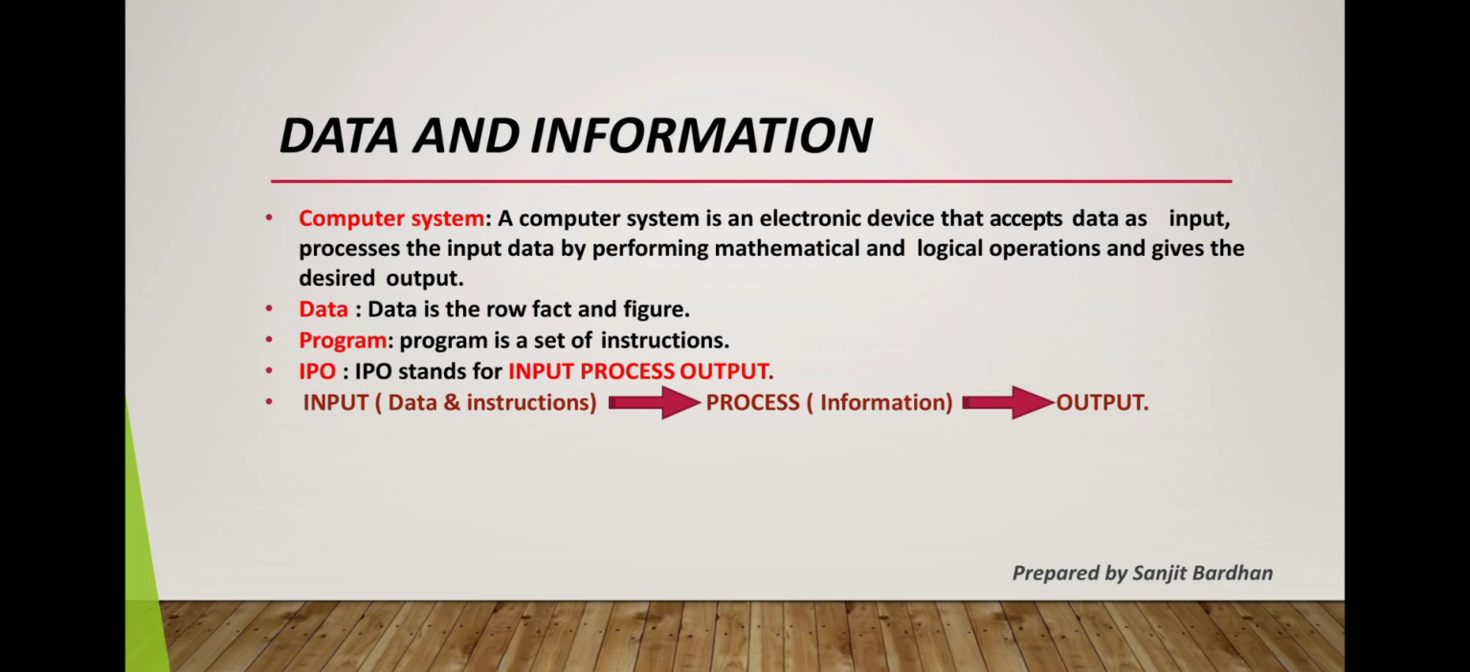First of all, we need to know what a computer system is and how it works. A computer system is an electronic device that accepts data as input through input devices like keyboard, mouse, etc., and processes the input data by performing mathematical and logical operations through the CPU, and gives the desired output through the output devices like monitor, printer, etc.